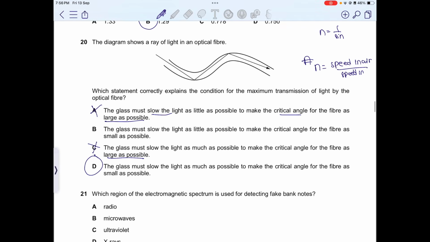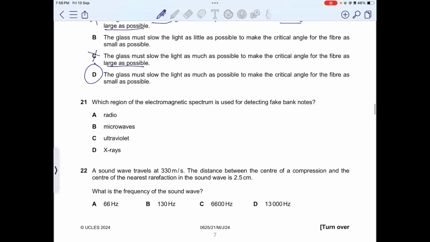Alright, now let's move on to the next question. Which region of the electromagnetic spectrum is used for detecting fake banknotes? That is basically ultraviolet, and this is a part of the application of the electromagnetic spectrum bands. So the notes have markings which glow in UV lighting.